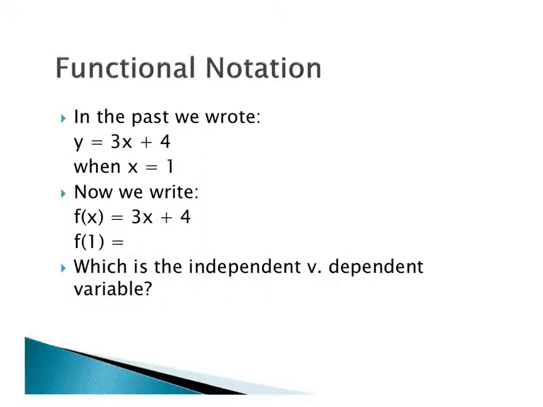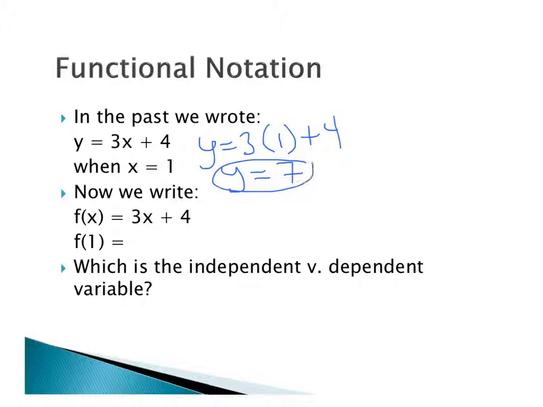Next we have function notation. So in the past we wrote y equals 3x plus 4, and if we wanted to evaluate it for a value of x, we'd say when x equals 1. And what we would do is y equals 3 times 1 plus 4. Well, 3 times 1 is 3, so 3 plus 4 is 7. And there's our answer.